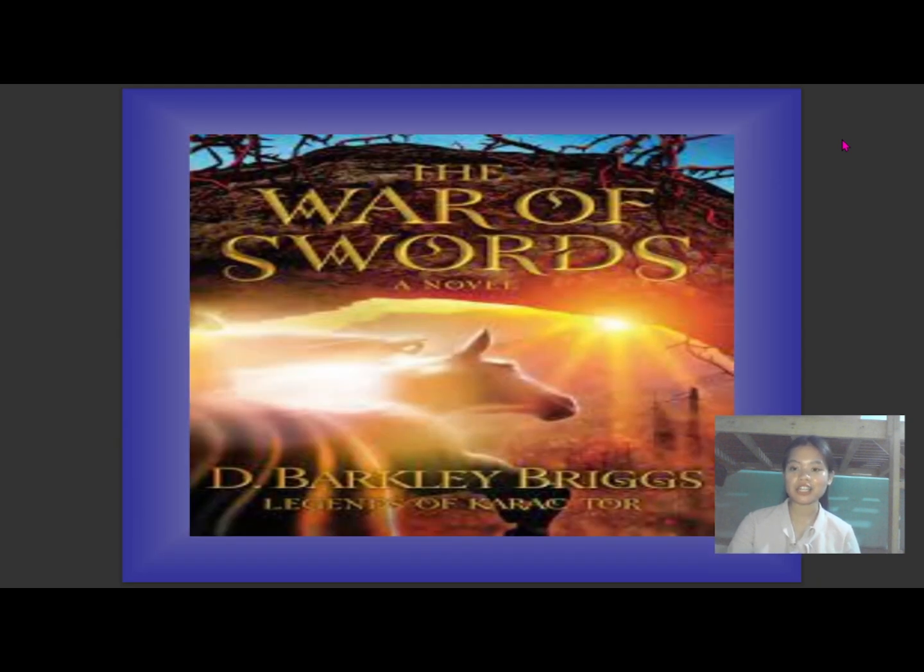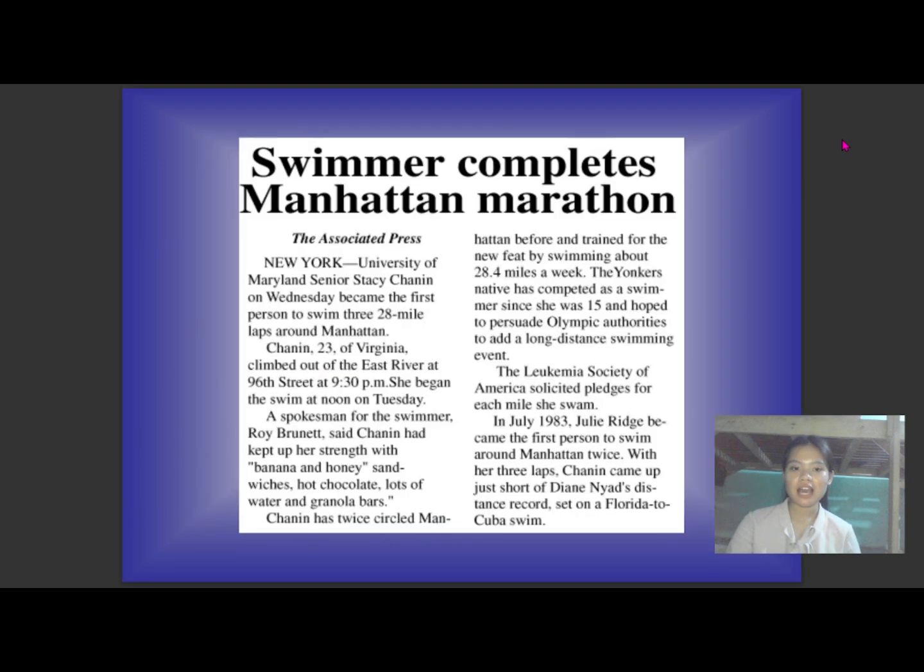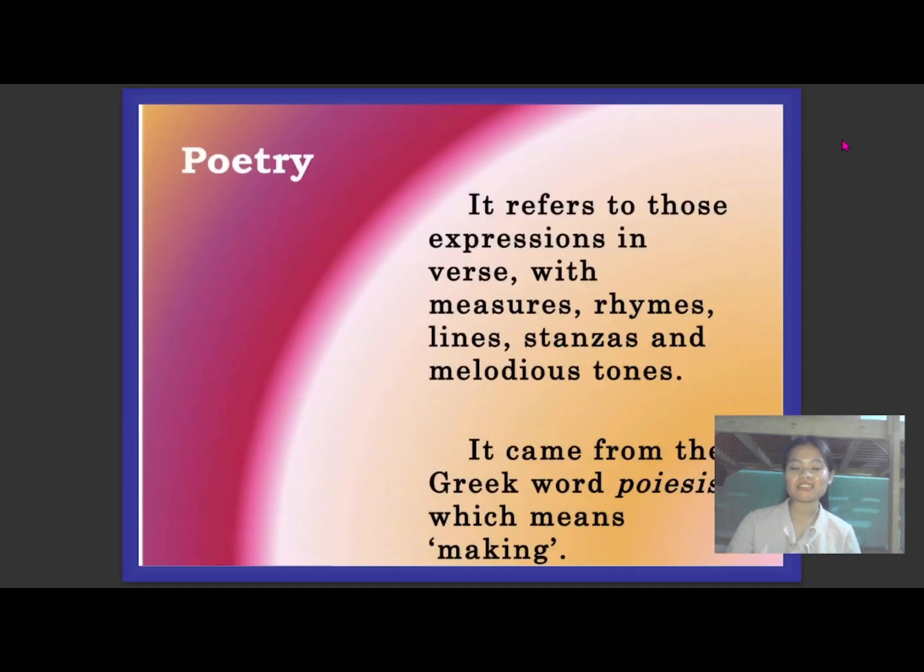Here are examples of prose. As we can observe, it strictly follows the grammatical rules and it does not have a rhyme scheme. Now, poetry is a form of literary expression that uses rhythmic and metaphorical language to evoke emotions and imagery. It comes from the Greek word poesis, which means making.